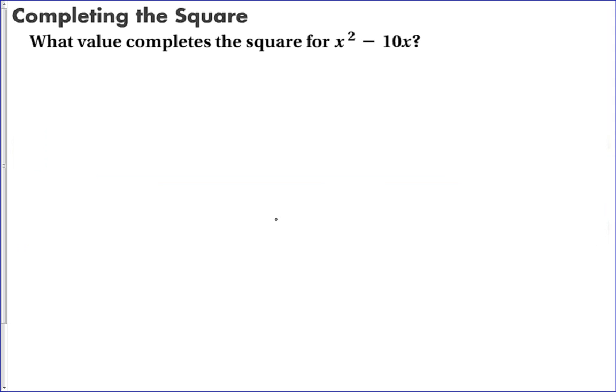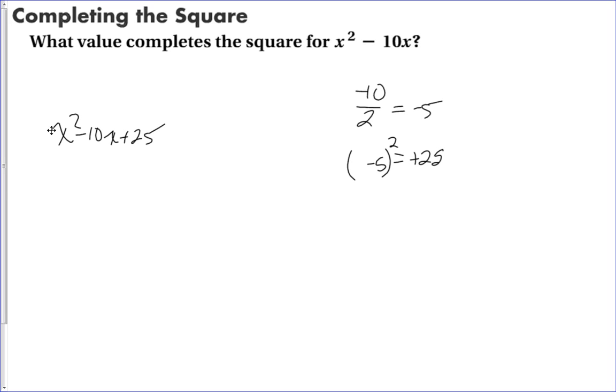Completing the square. What completes the square for x squared minus 10x? Well, we know 10 is our b term, negative 10. So we're going to half that and get negative 5. And then we're going to take that negative 5 and square it to get a positive 25. So what completes the square for x squared minus 10x? Well, it's plus 25. So x squared minus 10x plus 25. That's all you have to do.